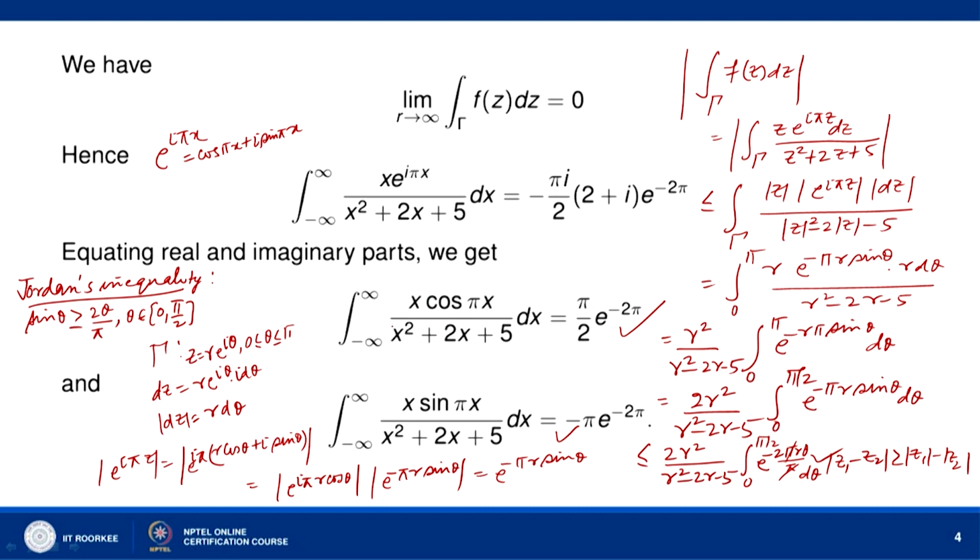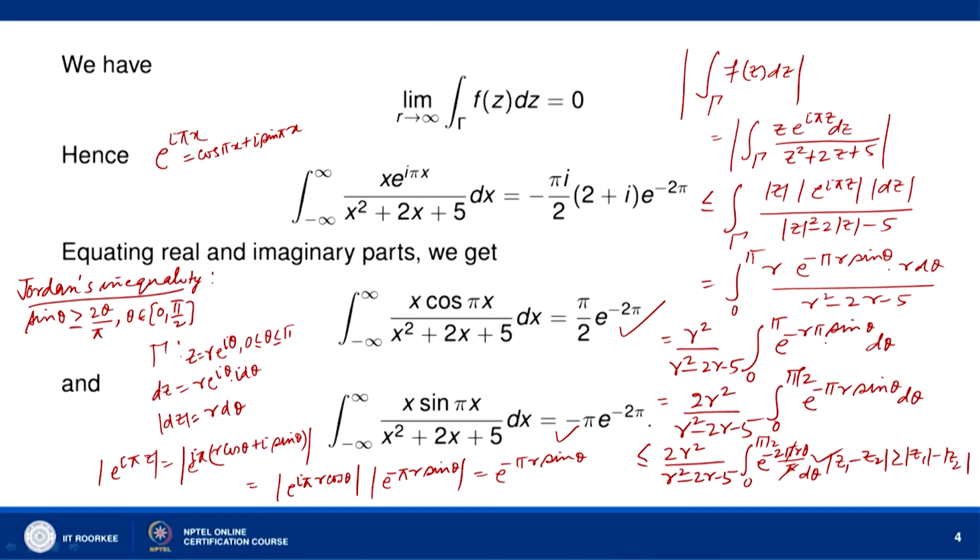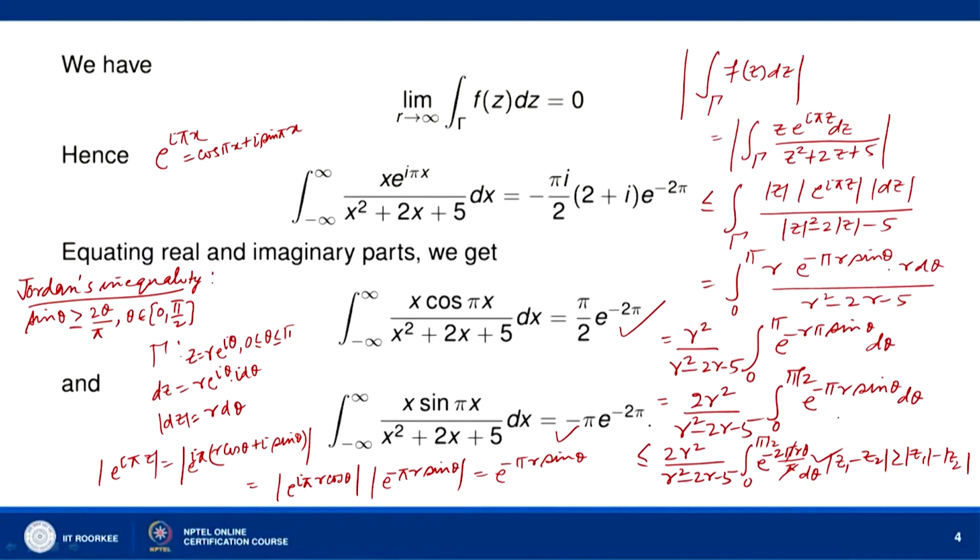We remember that when the degree of the denominator is not 2 units higher than the degree of the numerator, then e to the power minus r pi sin theta will not be replaced by 1. We will be using Jordan's inequality. First, we will convert the integral from 0 to pi to 0 to pi by 2, and then we shall replace sin theta by 2 theta over pi, so that we can integrate this expression. As such, e to the power minus pi r sin theta d theta we cannot integrate. So we replace sin theta by 2 theta over pi, and then we are able to integrate this and then take the limit as r goes to infinity. Okay. So this is how we evaluate this integral.